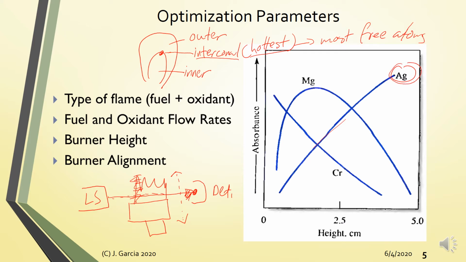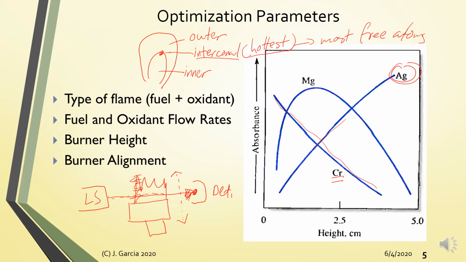You don't encounter problems with silver atoms because silver atoms do not interact with oxygen gas, so it doesn't form refractory oxides. That is actually the case for chromium. As you can see, for chromium, the trend is reversed. As you increase the burner height, the absorbance decreases.